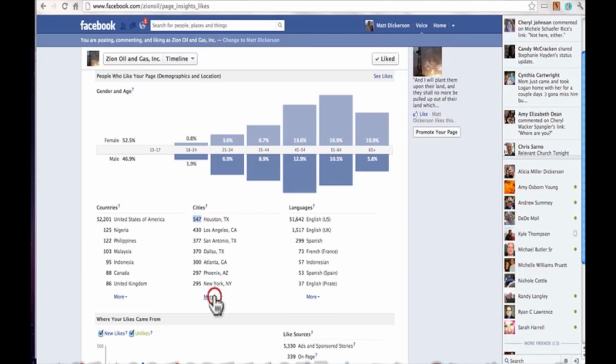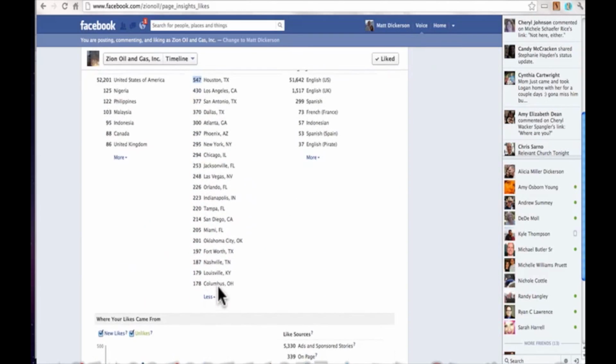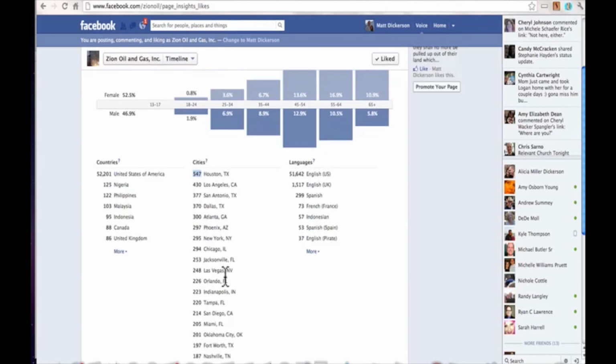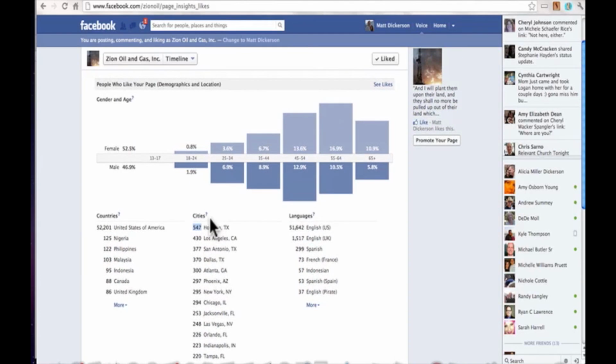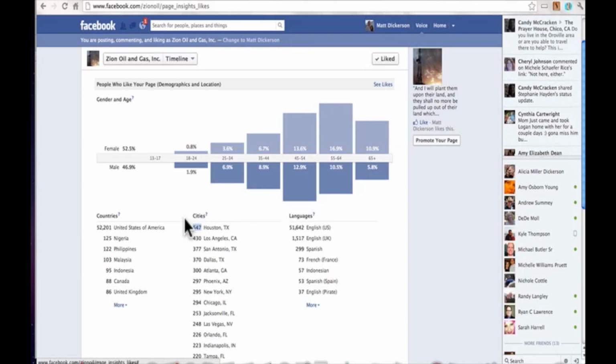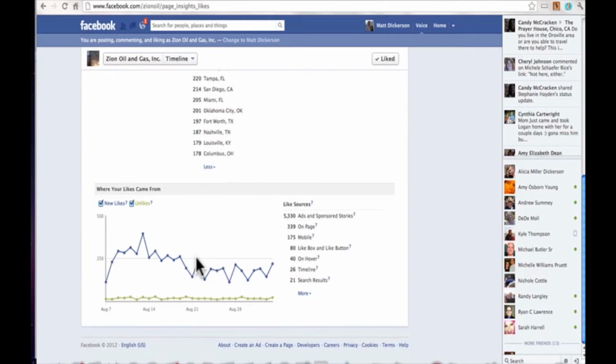All you have to do is click more, and it shows you a lot more, and you can keep going on and trying to figure out where are your fans coming from and what you can glean from it. If you're targeting certain stores, target them in the big pocket of cities because you already have a large base of fans there. If you go down here, where did your likes come from?